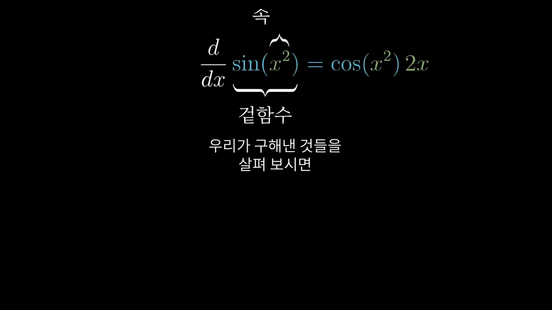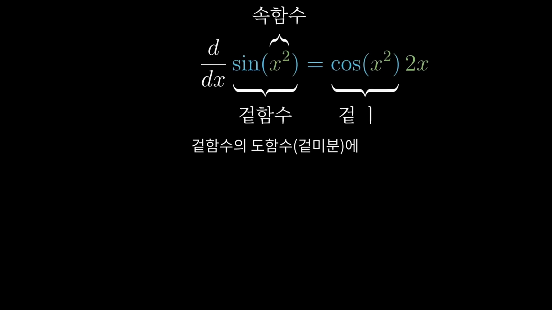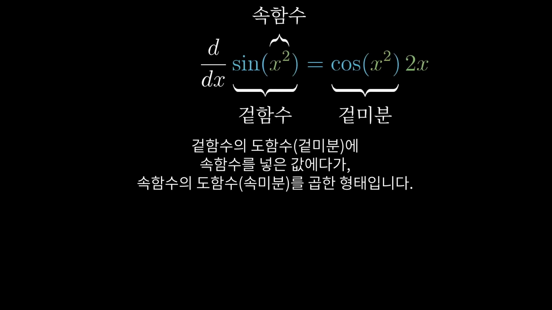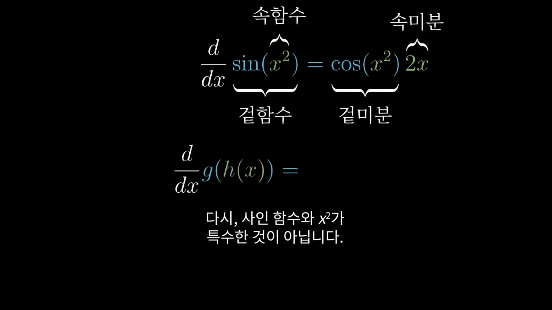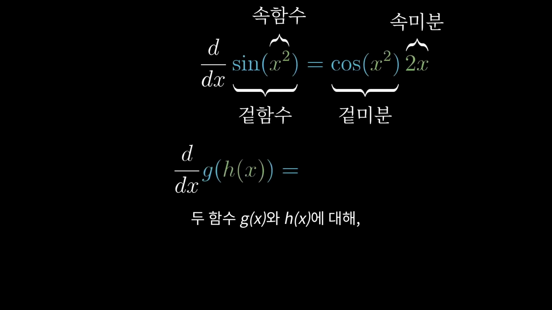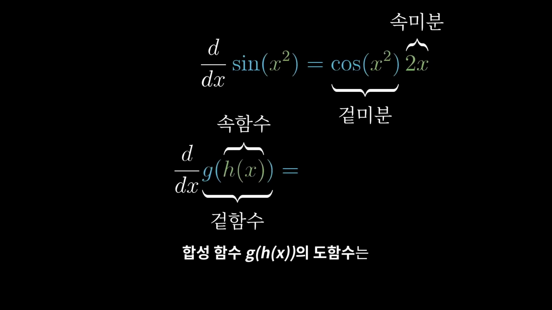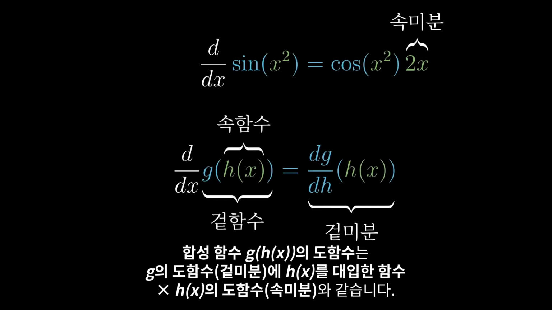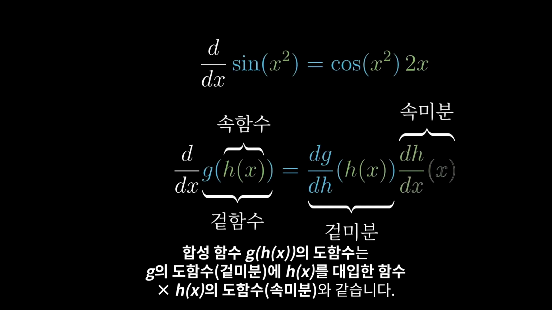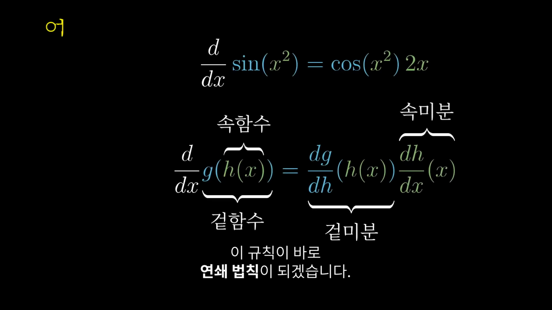Notice what we came out with here. We have the derivative of the outside function, and it's still taking in the unaltered inside function, and then we're multiplying it by the derivative of that inside function. Again, there is nothing special about sine of x or x squared. If you have any two functions, g of x and h of x, the derivative of their composition, g of h of x, is going to be the derivative of g evaluated on h, multiplied by the derivative of h. This pattern right here is what we usually call the chain rule.